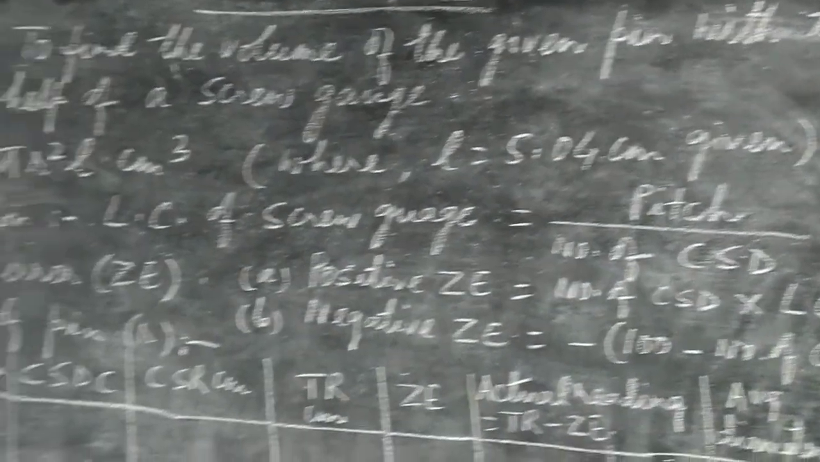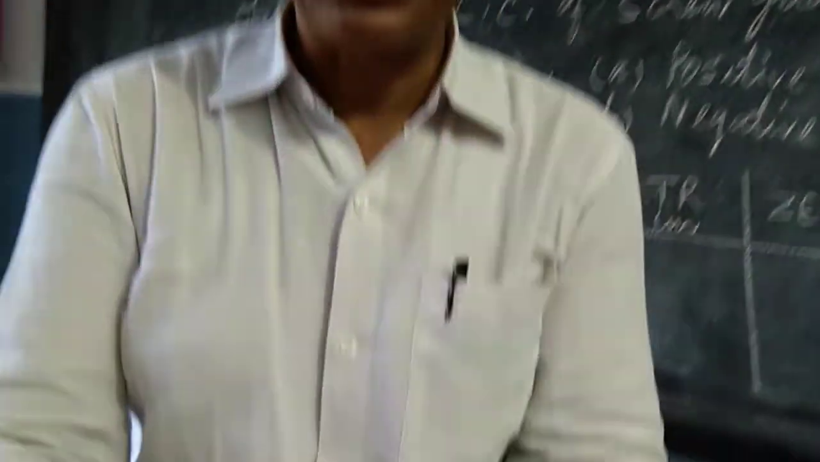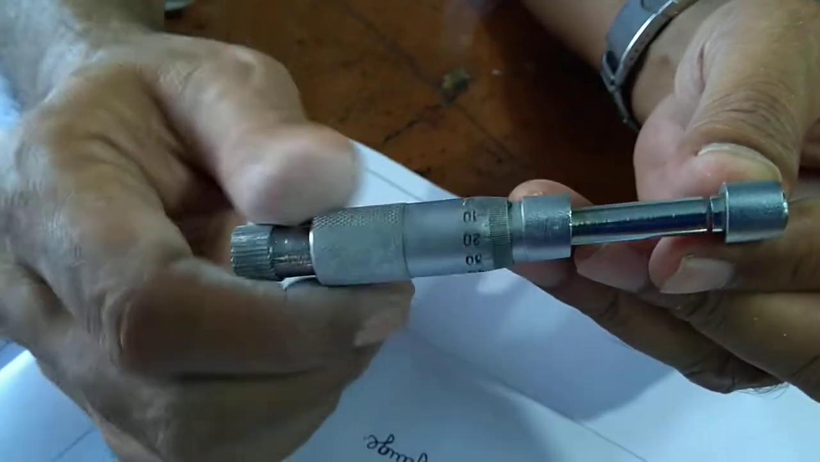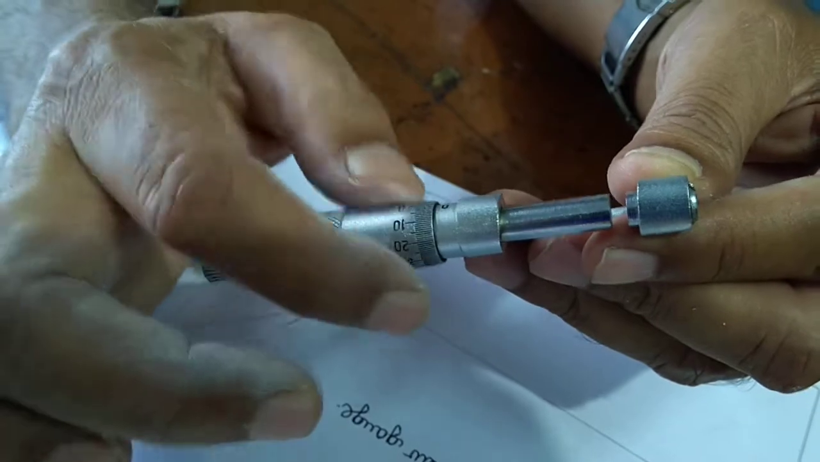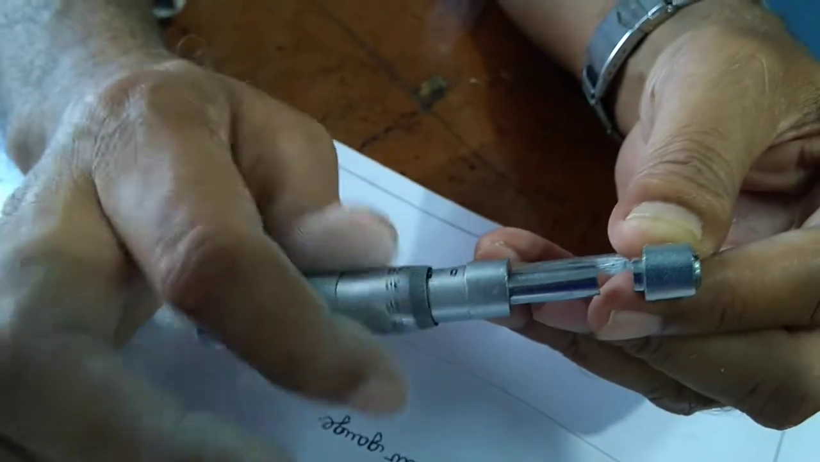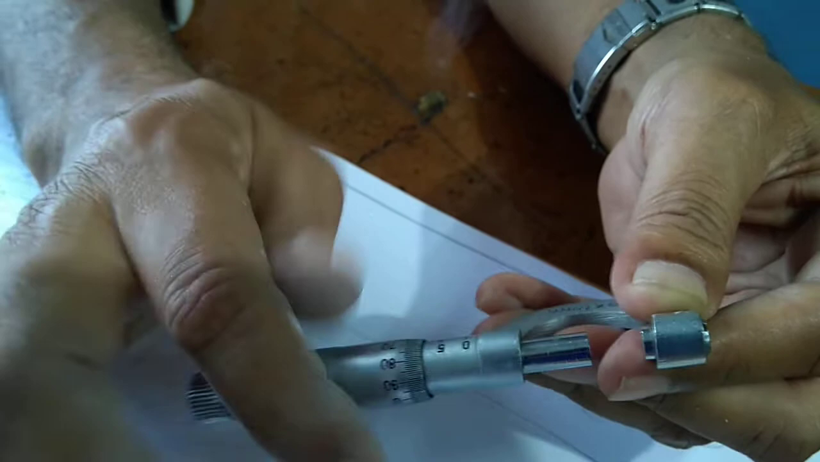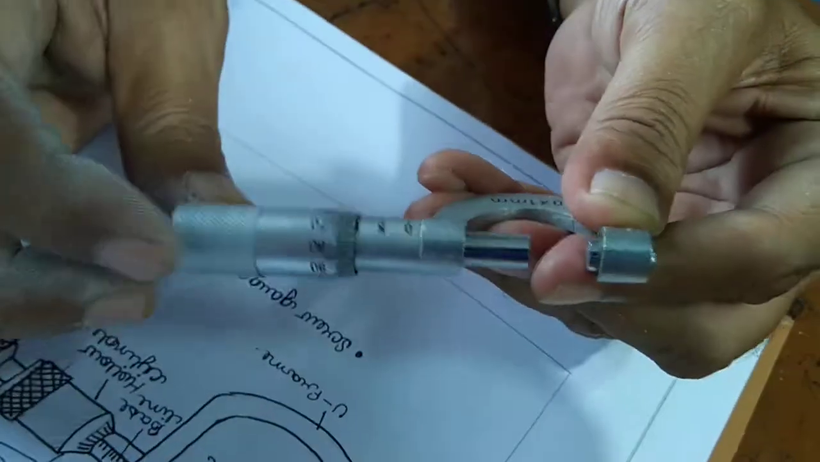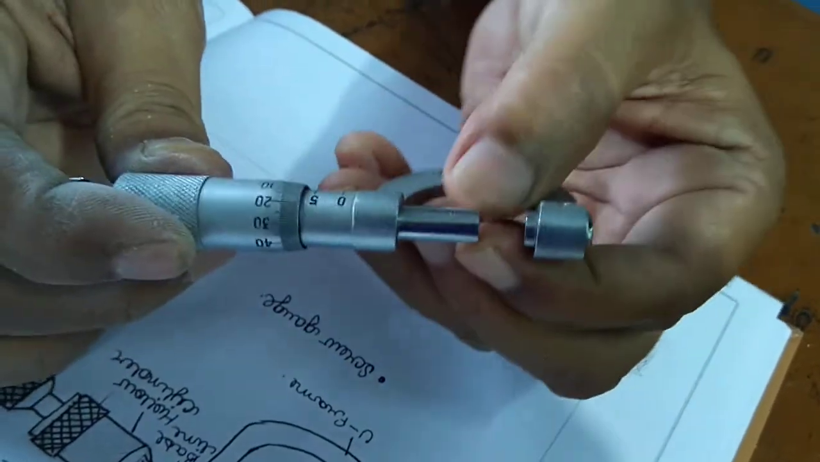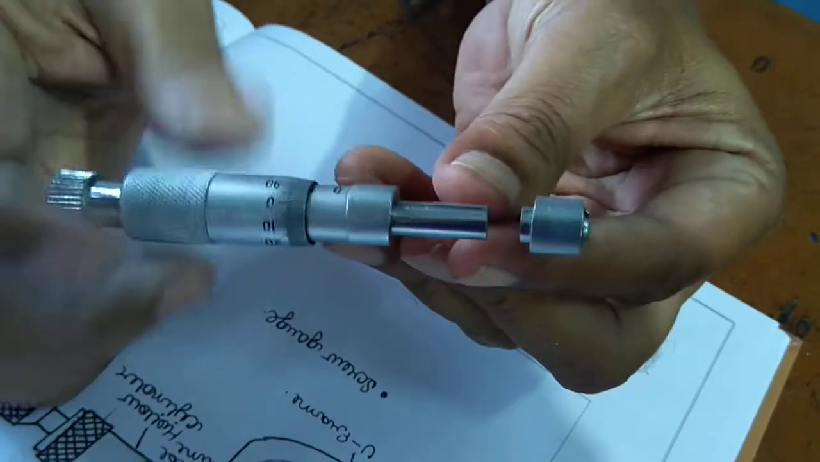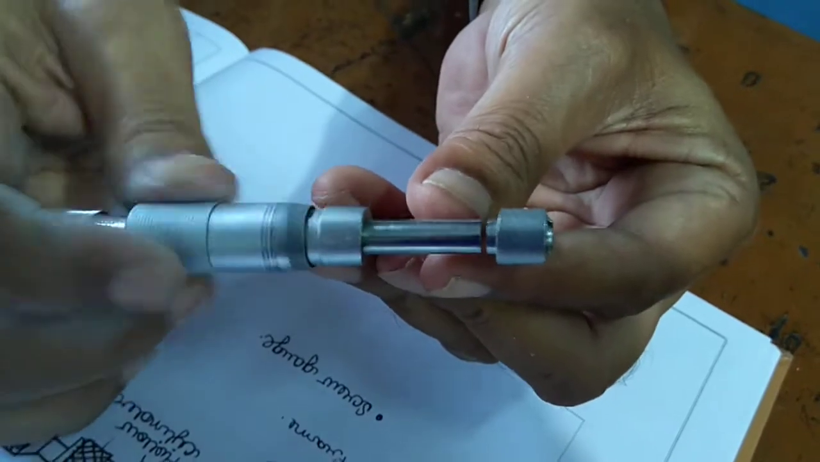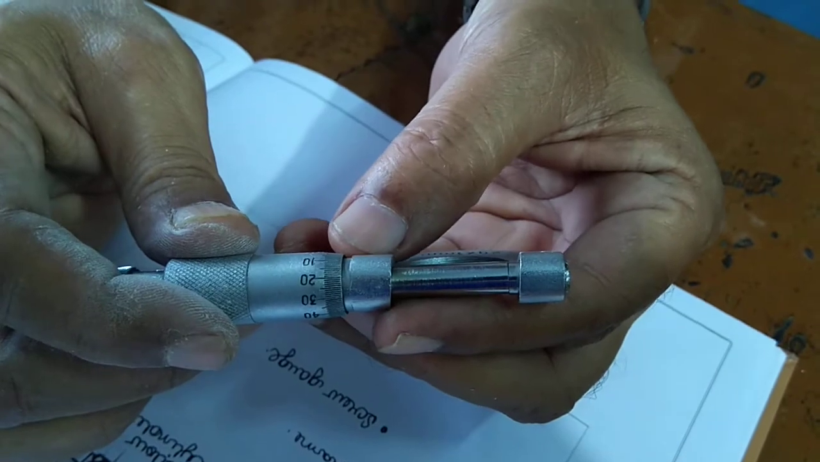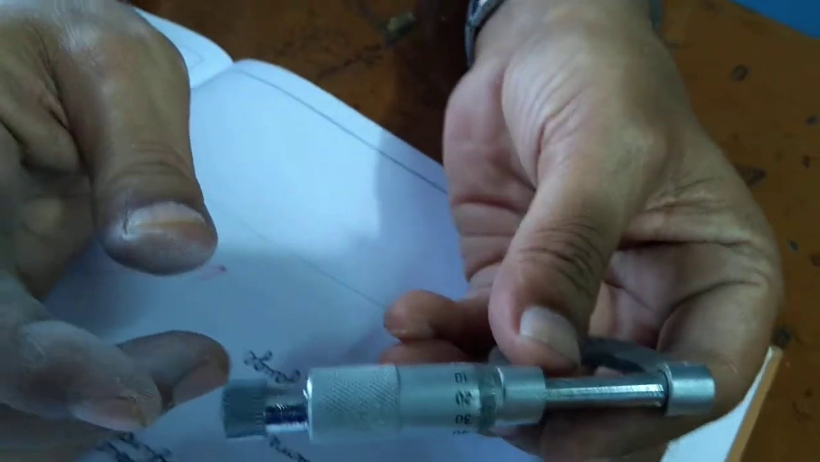What is a screw gauge? First we have to see. This is a screw gauge, and it has one circular scale which has 100 divisions, which moves over the main scale. This is the main scale, and this line is the base line. And these are the studs. When these two are in contact, the zero of the circular scale coincides with the base line of the main scale.